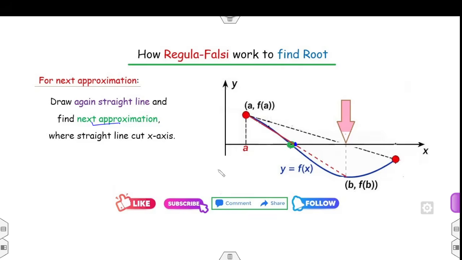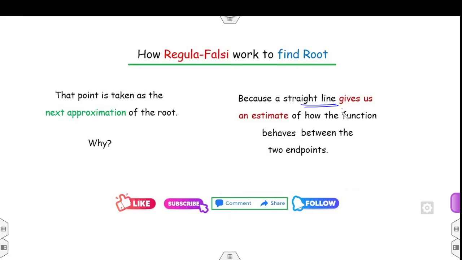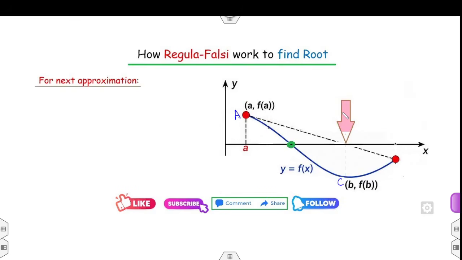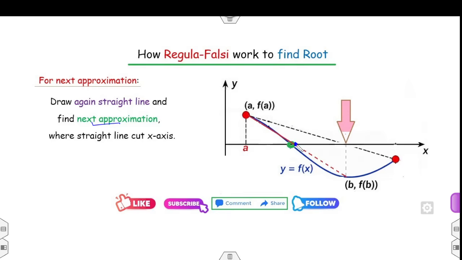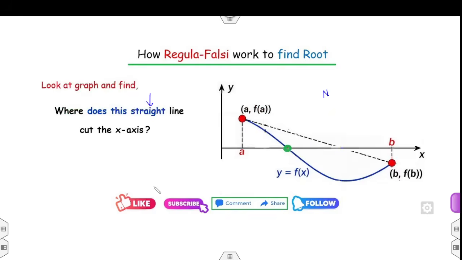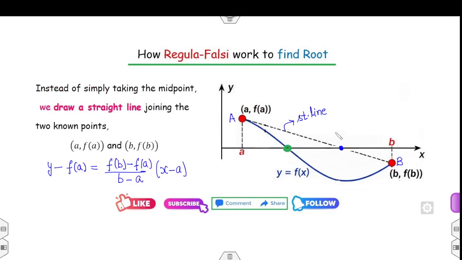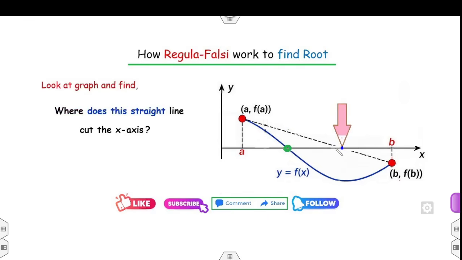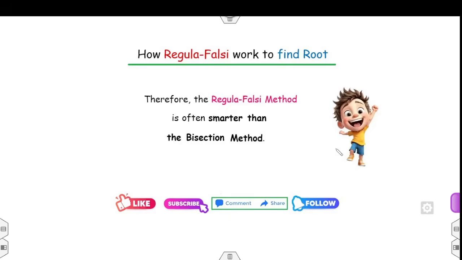Why is the straight line a perfect cut? Because the straight line gives us an estimate of how the function behaves between the two end points. So keep taking the straight line, and wherever it cuts the x-axis, take that point. That is always my new point. And how will you find this point? Once you draw the straight line, you can see on the x-axis its point. At any such point, the y-axis value is 0, so I can substitute y to be 0 and find the value of x. That will be the new approximation point. Now this is the same idea we have seen.